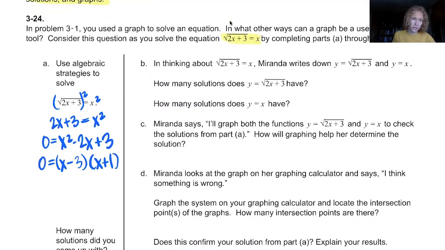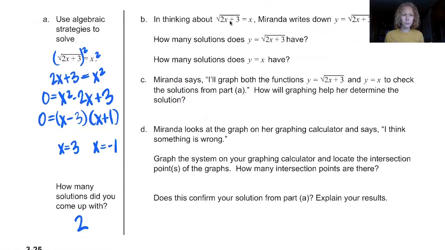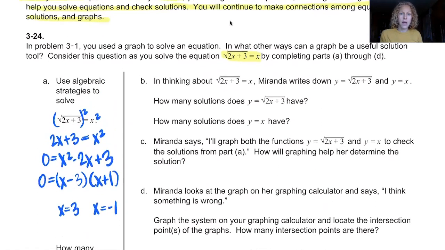And if that equals 0, it means we can think of our solutions as x is 3 or x is negative 1. Because 3 minus 3 is nothing, and nothing times who cares is always 0. Same thing on the other side, negative 1 would be what you plug in. How many solutions did we come up with using algebra? 2.